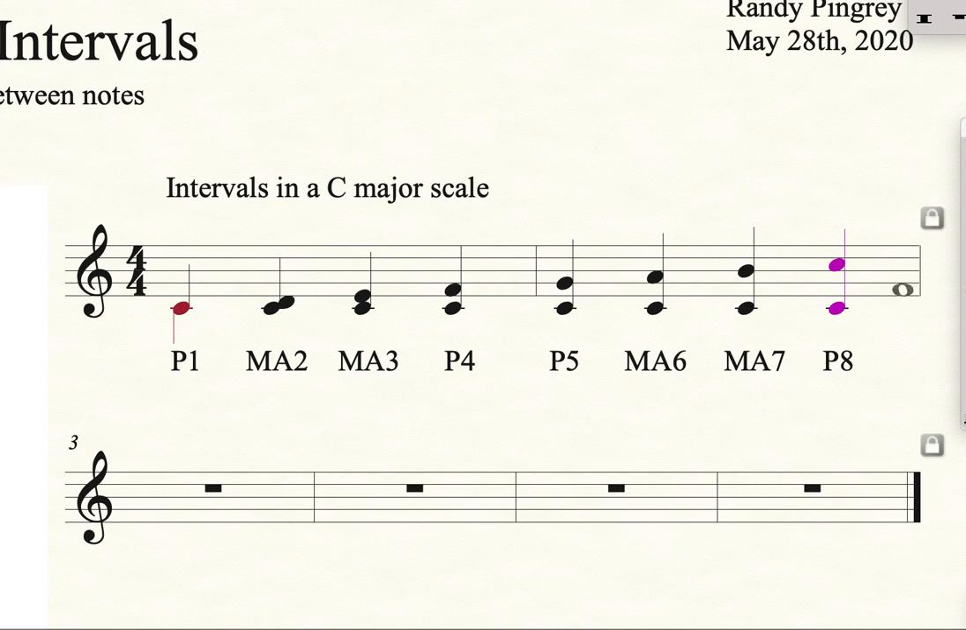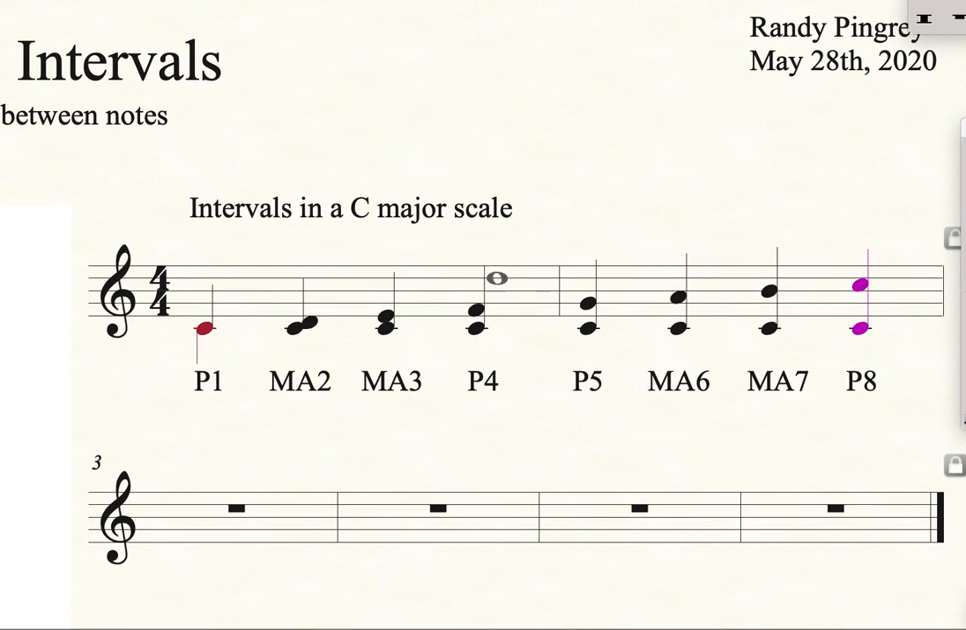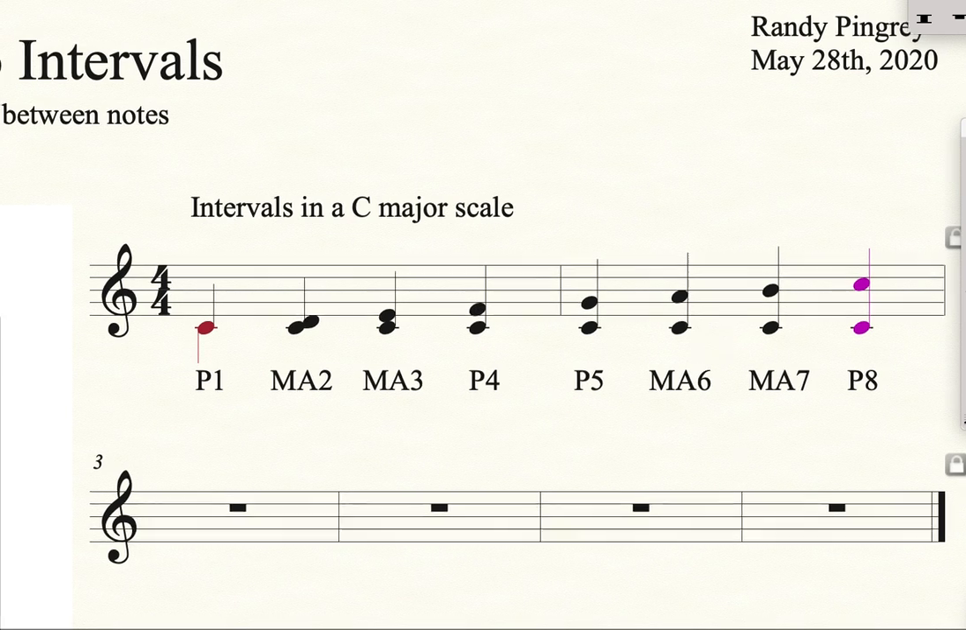So here I have the intervals in a C major scale. I could actually do any major scale and it would have a similar set of intervals. C to C is a perfect unison. C to D is a major second, C to E is a major third, perfect fourth, and so on. And then we can take these intervals and we can measure other intervals against them.